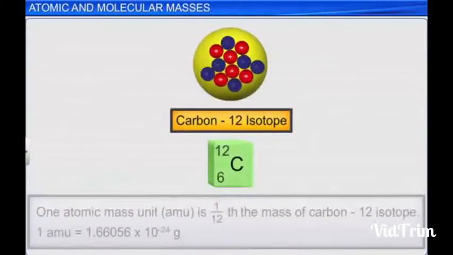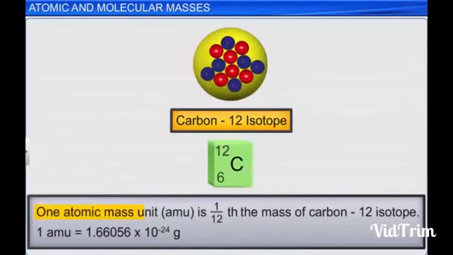As carbon-12 is an isotope of carbon, it is represented as 12C. Therefore, one atomic mass unit is defined as a mass equal to 1/12 the mass of carbon-12 isotope. And the value of one atomic mass unit was determined to be 1.66056 multiplied by 10 raised to minus 24 gram.